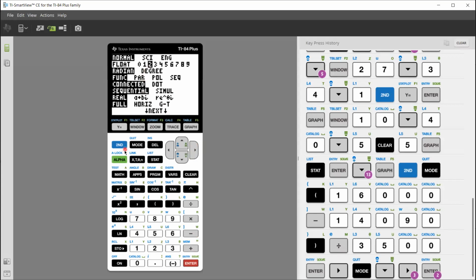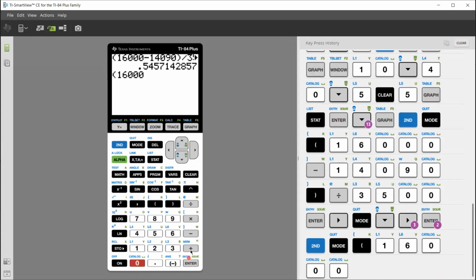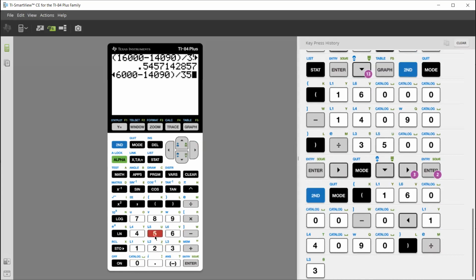Okay. Now let's go back. We're gonna have to recalculate that. It's not gonna automatically do it for us, but let's see. So I'm gonna put this in and show you. 16,000. So we have that minus 14, oops, 14,090. Okay. Divided by 3,500. There it is.